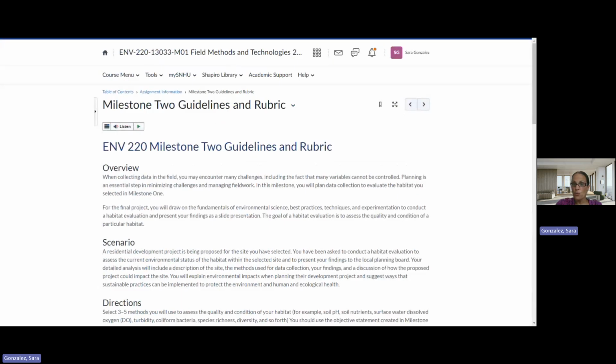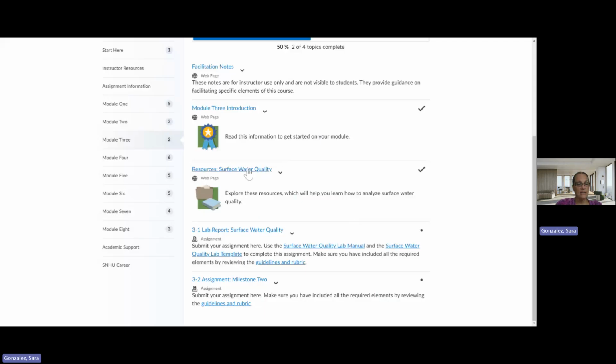Going back to what is due for this week, it's not too bad in terms of the material you need to complete. Make sure you go over your readings and your videos for surface water quality, your Lab 3.1, around 2 hours or so, and then your Milestone 2 assignment. Both assignments are due by Sunday at 11:59 p.m. Let me know if you have any questions or concerns, and I look forward to reading about your habitat and what you plan to do.